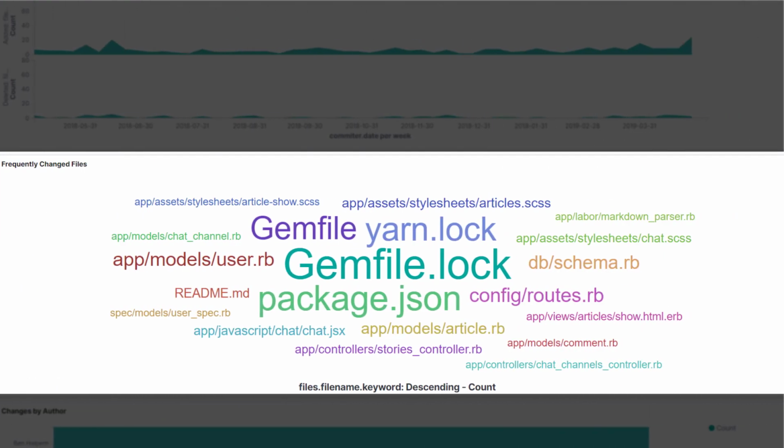Next up is the frequently changed files, which is basically just a tag cloud showing you which files were modified the most. As you can see, we've got some pretty boring and mundane files showing up as the ones most commonly updated, which is not a big surprise.